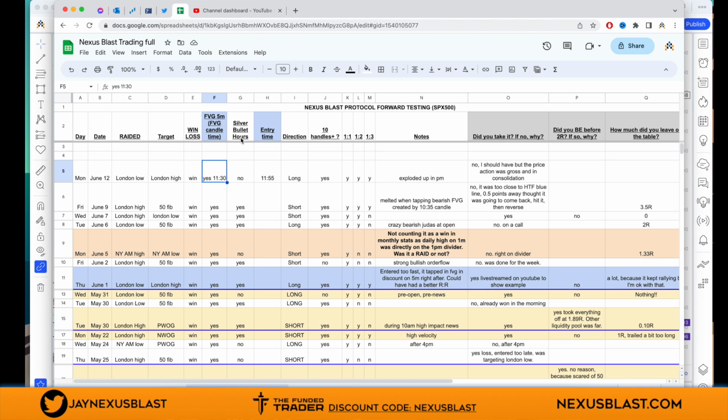I'm tracking if they were silver bullet hours between 10 and 11 a.m. or 2 to 3 p.m. I'm also going to start tracking the entry time. So you're going to have which fair value gap is giving you the signal, and then what is the entry time. Did the move create 10 or plus handles or points? Was this trade a 1-to-1, 1-to-2, or 1-to-3? And then I have personal notes here.